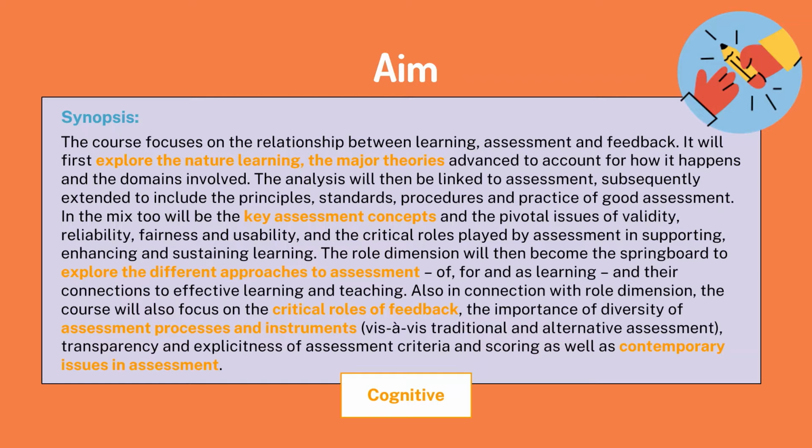It looks like the aim of this module describes learning in the cognitive domain, which is typical of a subject offered at a tertiary level of education. The keywords and phrases highlighted are the areas of emphasis of this module. However, it doesn't mean that students only gain knowledge and understanding of assessment through this module.